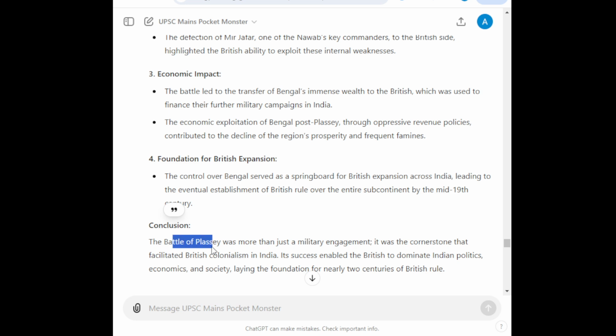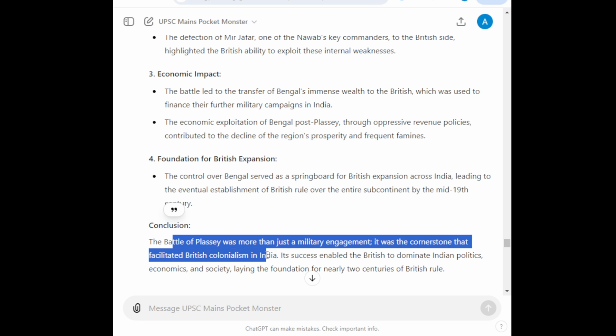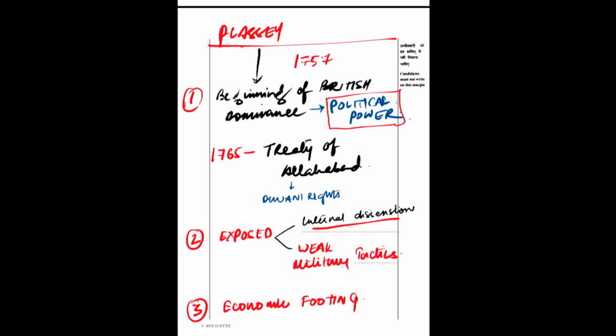Concluding, the Battle of Plassey was more than just a military engagement, it was the cornerstone that facilitated British colonialism in India. Its success enabled the British to dominate Indian politics, economics, and society, laying the foundation for nearly 2 centuries of British rule. Alright, jitna bhi boring lage, we have to keep reading this kind of stuff so that this language is imbibed in us. Alright, so we move to the next question.